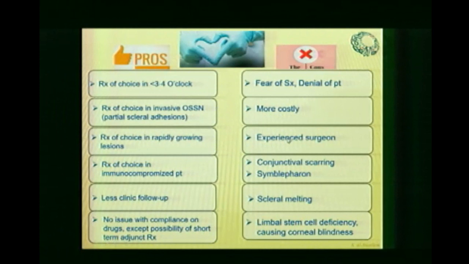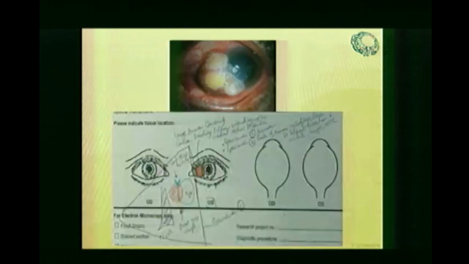It's not 1 or 2 free margin as it used to be in the past. It has to be a minimum of 4, and we have a rule of 6, 4, 2, 2. So we have a maximum of 6 millimeters of cryo, 4 free margin, 2 millimeters away from the scleral attachment, 2 millimeters from the epithelial edges, and so on. And conjunctival scarring, symblepharon can happen in large tumors, scleral melting, stem cell deficiencies also can happen, causing corneal blindness, especially in large tumors if you want to do the surgery.